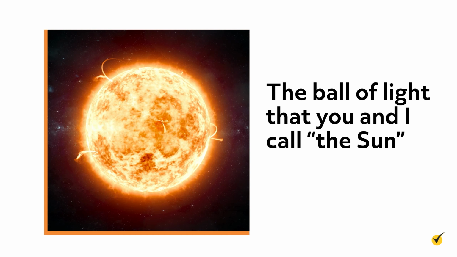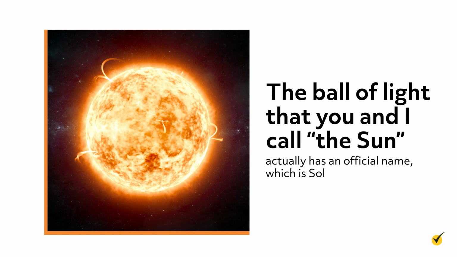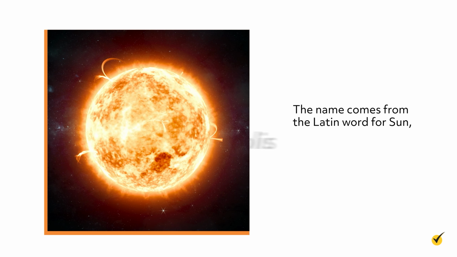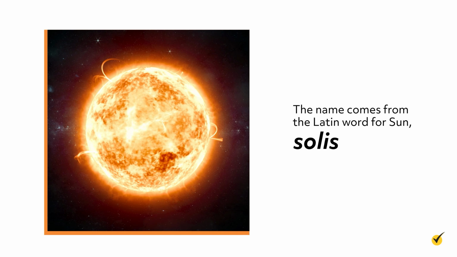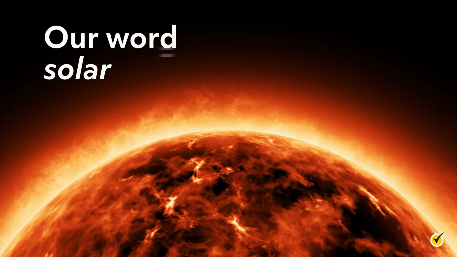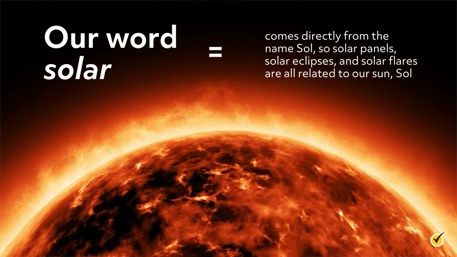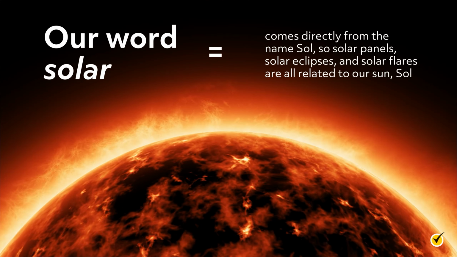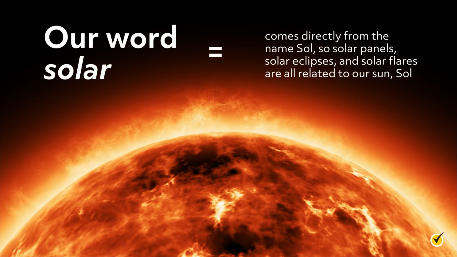To begin, let's clarify a couple of terms and what they mean, starting with the sun. The ball of light that you and I call the sun actually has an official name, which is Sol. The name comes from the Latin word for sun, solus. Our word solar comes directly from the name Sol, so solar panels, solar eclipses, and solar flares are all related to our sun, Sol.